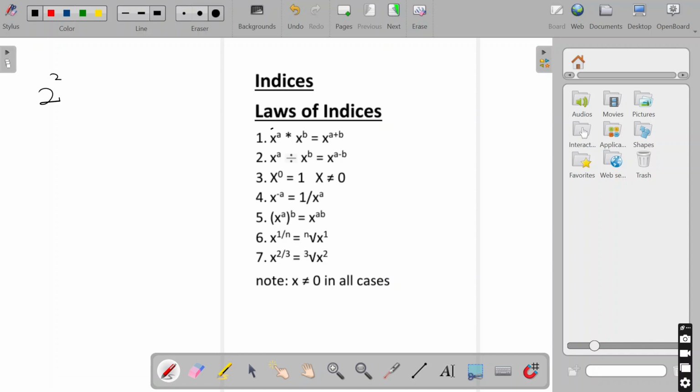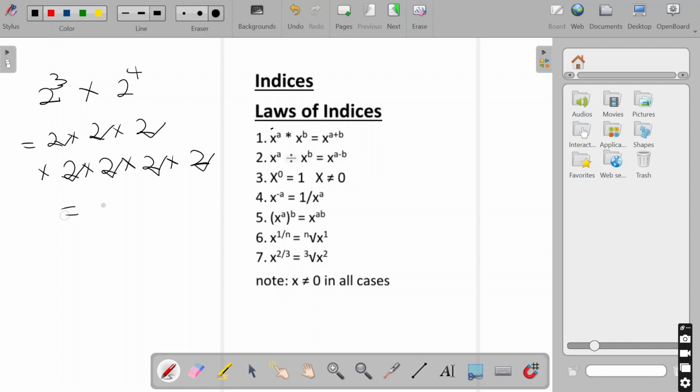Say 2 raised to power 3, times 2 raised to power 4. What this means is simply 2 in 3 places and another 2 in 4 places. So in all, we can count the number of 2s we have here: 1, 2, 3, 4, 5, 6, 7. So this gives us 2 in 7 places. That is 2 appearing 7 times. 7 here is the index, 2 is the base, meaning 2 appearing 7 times.